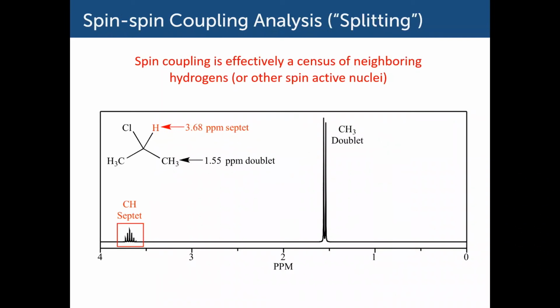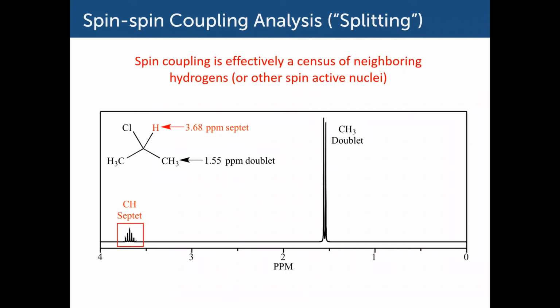So here's 2-chloropropane. And so we can talk about this concept of spin coupling as essentially a census of neighboring hydrogens. If I look at the hydrogen labeled in red in the structure, I know a few things. It's probably going to be the most downfield signal for this molecule because it's the hydrogen that's closest to the chlorine. So I can find that signal on the NMR spectrum, and then I see, well, it's a little bit hard to see in this image, but that's a septet. So what I know right away, even if I didn't know the structure of 2-chloropropane, is that that red hydrogen must have 6 neighbors, and that's really useful structural information.